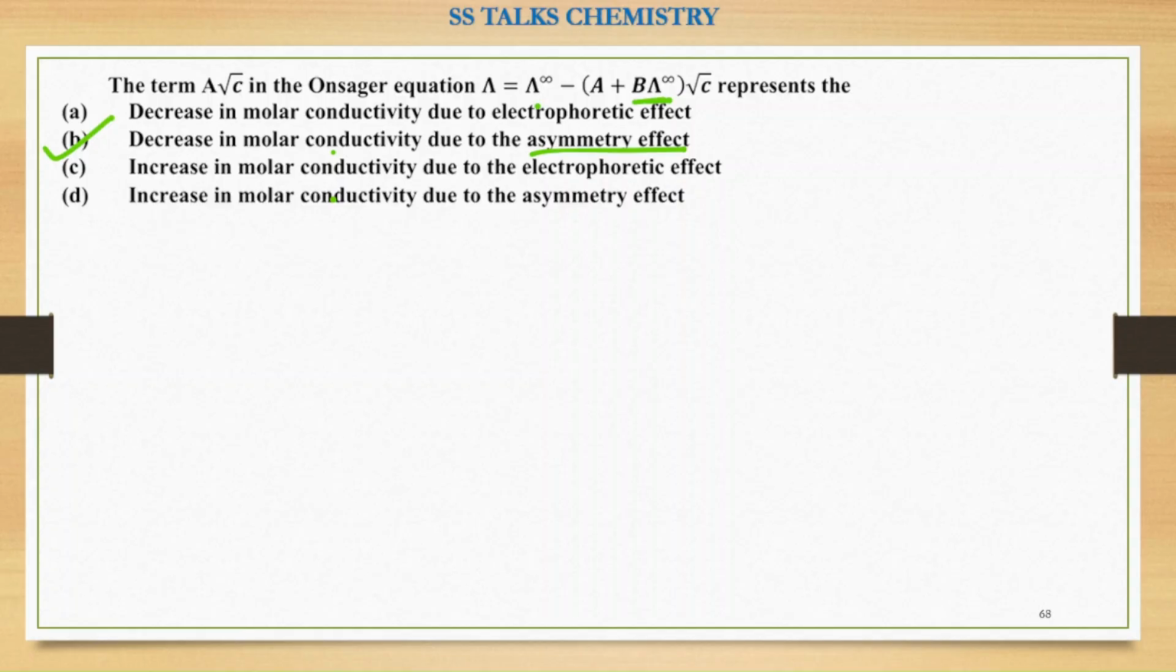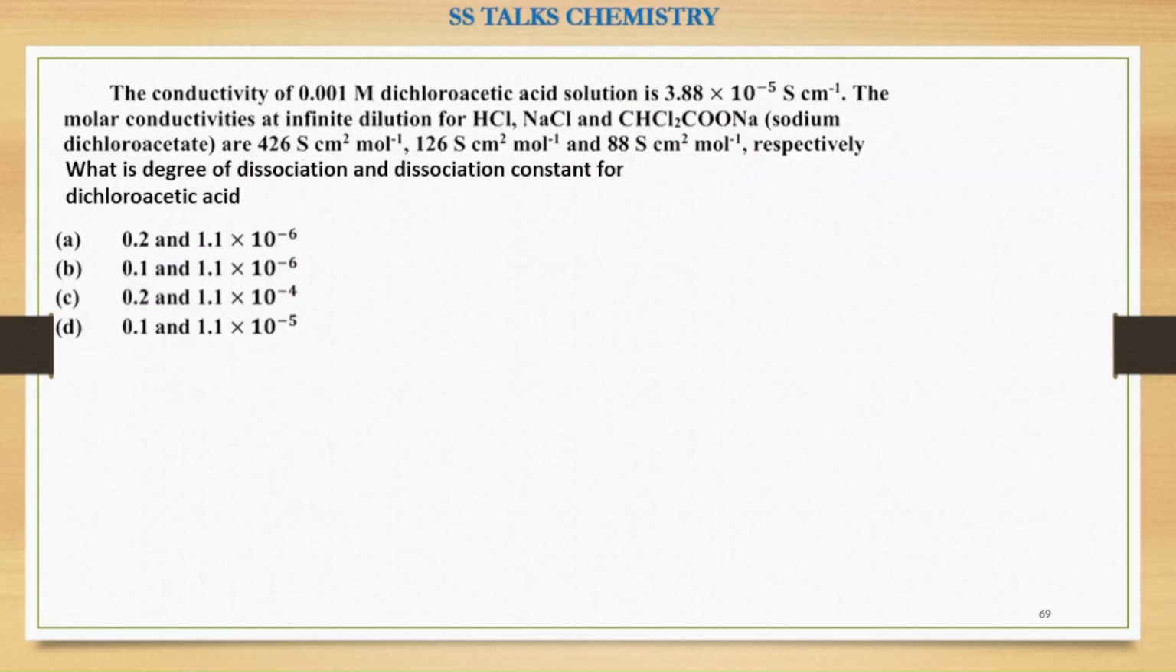Right. Next one we have is this question. It says the molar conductivity of this much molar dichloroacetic acid is this much. The molar conductivities at infinite dilution for HCl, NaCl, and sodium dichloroacetate are this and this. They are asking us for the degree of dissociation and the dissociation constant, that means the alpha value and the Ka value. So here the alpha value is lambda m upon lambda m at infinite dilution. Here we have to find out the molar conductance at infinite dilution.